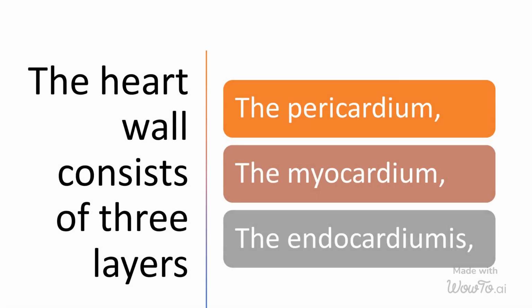The heart wall consists of three layers: the pericardium, which is the outer layer of the heart. It keeps the outer surface moist and prevents friction as the heart beats. The myocardium is the middle layer of the heart. It is the main muscle of the heart, which is made up of short cylindrical fibers. This muscle is automatic in action, contracting and relaxing rhythmically throughout life. The endocardium is the inner layer of the heart. It provides a smooth lining for the blood to flow.